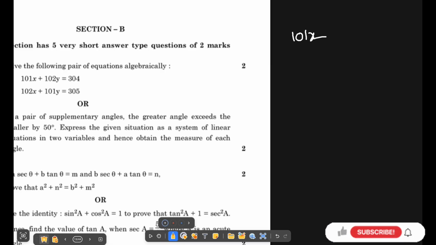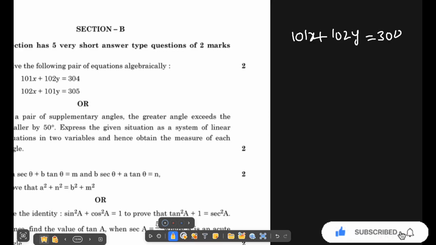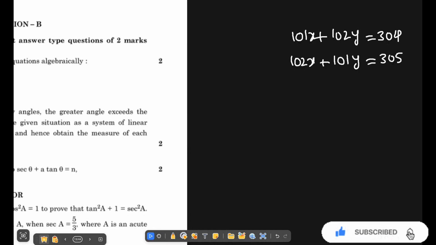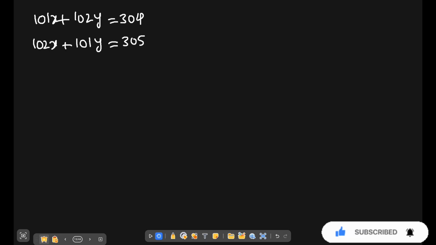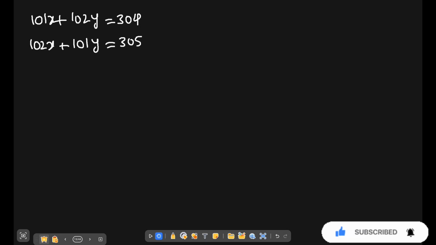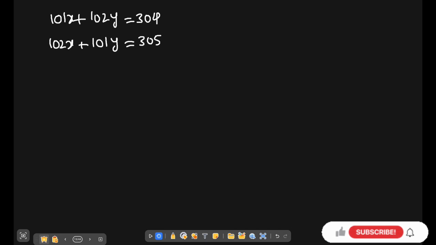101x plus 102y is equal to 304. Next, 102x plus 101y equals 305. Here the coefficients of x and y are changed. Let this be equation 1 and this equation 2.